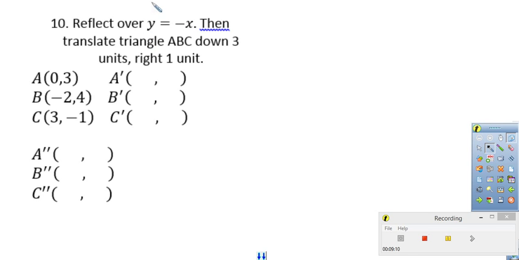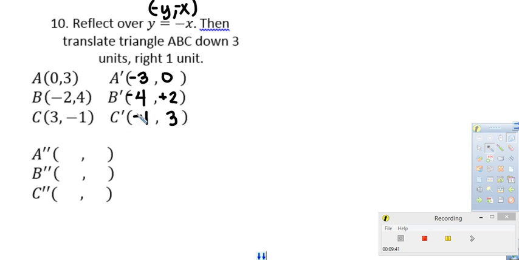Reflect over y equals negative x. Our rule for reflecting over y equals negative x is to switch the x and y and then negate both. So I'm going to do that first. Switch the x and y. Now negate both. I can't negate 0, so we just leave it 0. Switch the x and y, so that'll give me 4, negative 2. Negate both, so negative and a positive. Switch the x and y, negative 1, 3. Then negate both, so positive and negative 3.